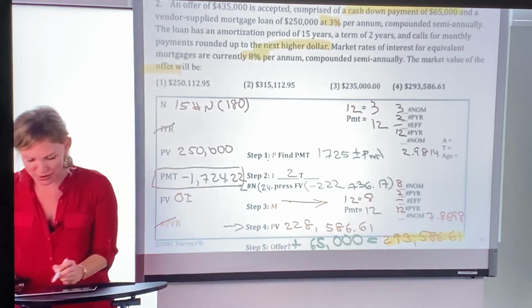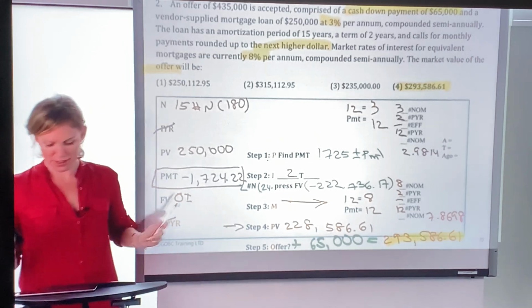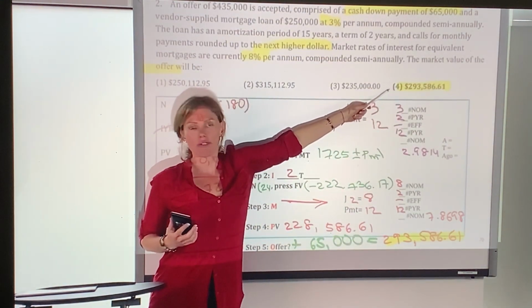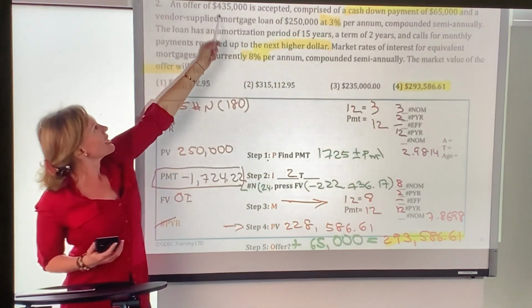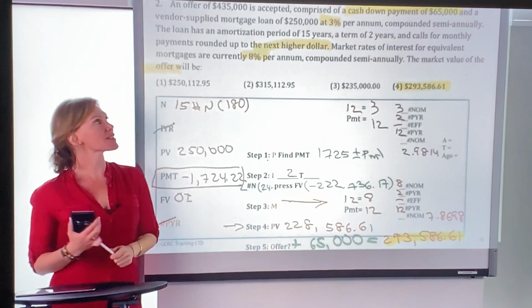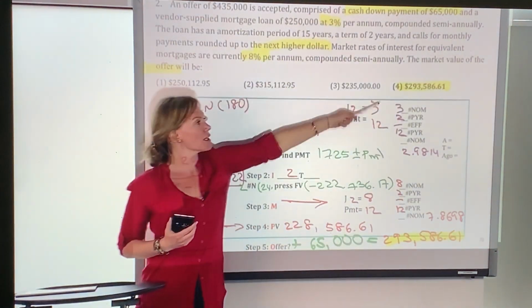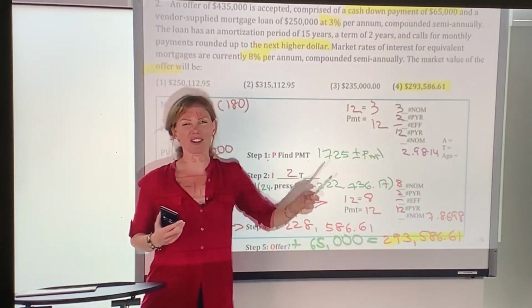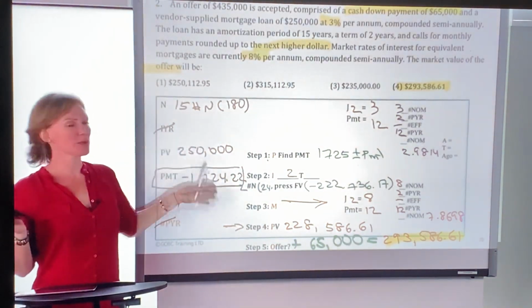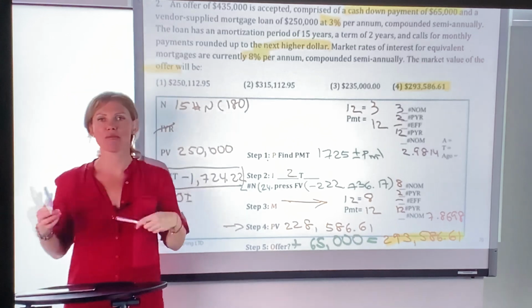So now we can look back at the answers, and we see 293,586.61 as your answer number 4. That is the market value of an offer. So basically, the seller thought that he's pocketing 435,000, but because he gives such a lower rate to the borrower, he's only pocketing 293,000. Isn't that crazy? Just because you're changing the rate, that's what happens. But you don't have to overthink. Just keep it simple. Follow the formula. Just do your PIMPs. We love PIMPs. You know, we like to pimp out.